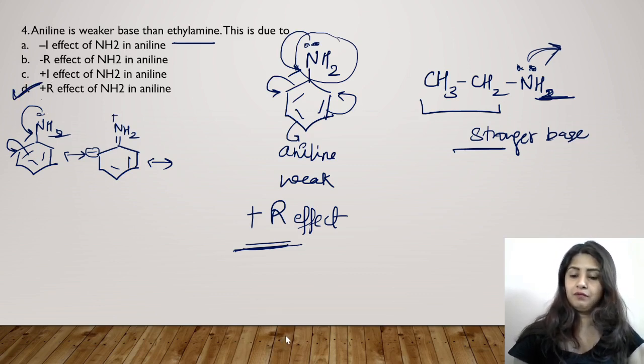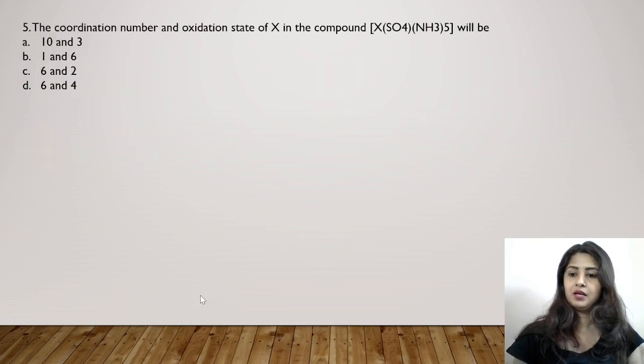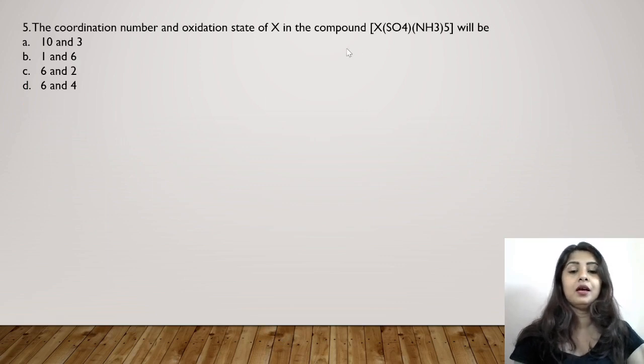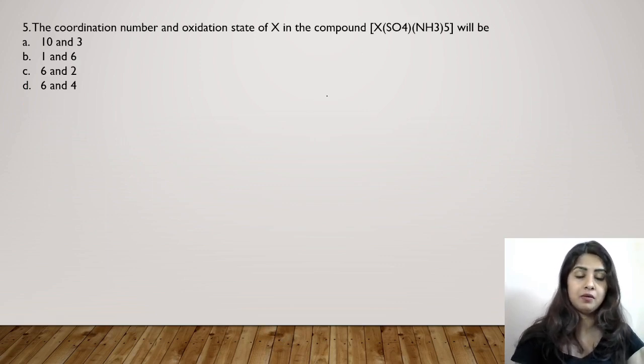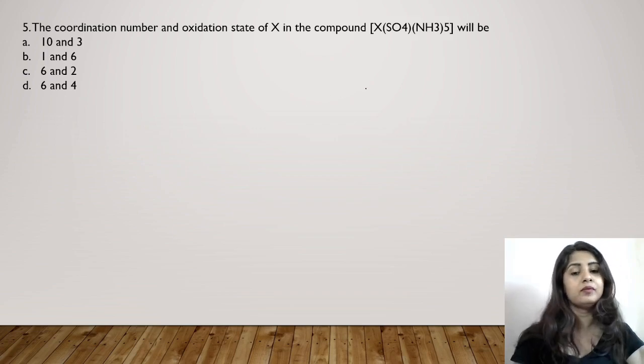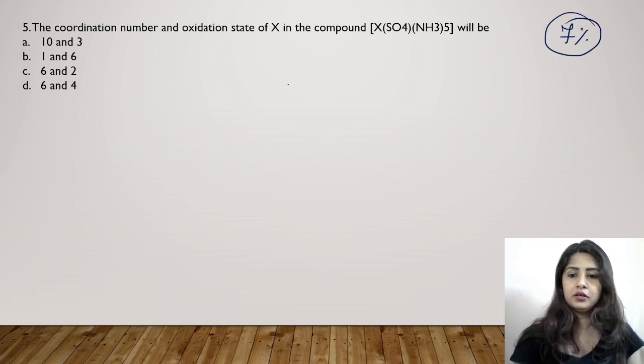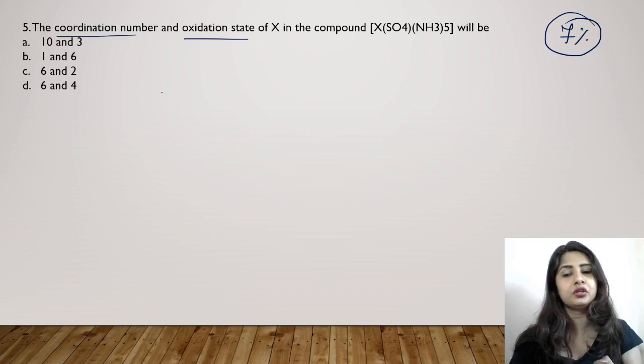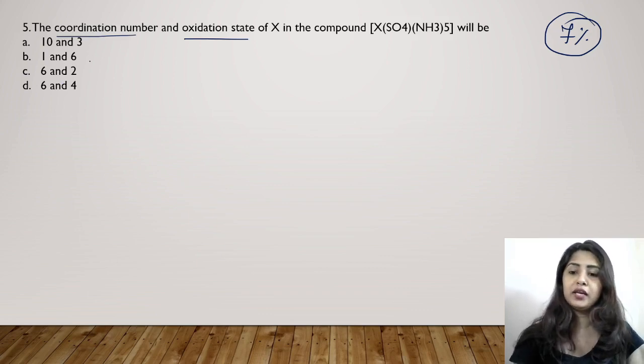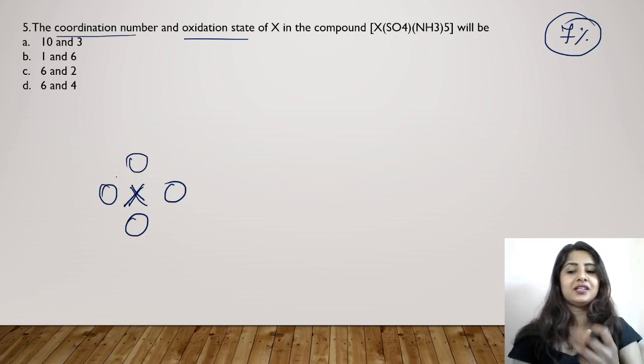Now moving ahead to the fifth question. The coordination number and oxidation state of X in the compound given. This is a question from coordination compounds, a very important chapter. It makes up about 7% of your NEET question paper. Here it is asking for coordination number and oxidation state. First of all, we need to be very clear about these two terms. Coordination number is the number of species surrounding X, or directly touching X, right?